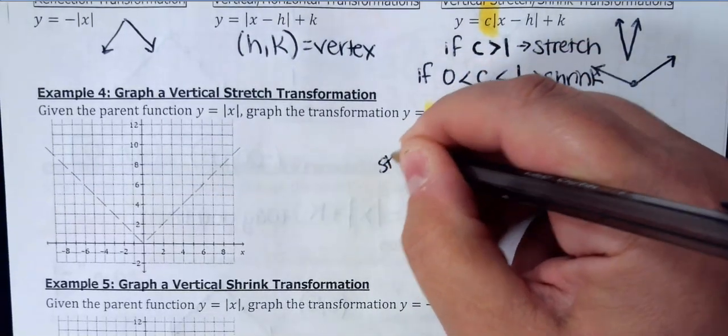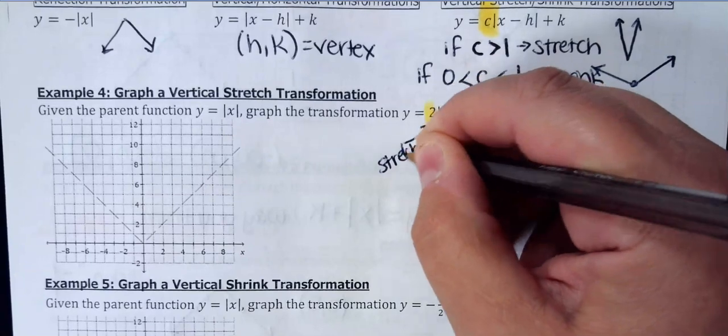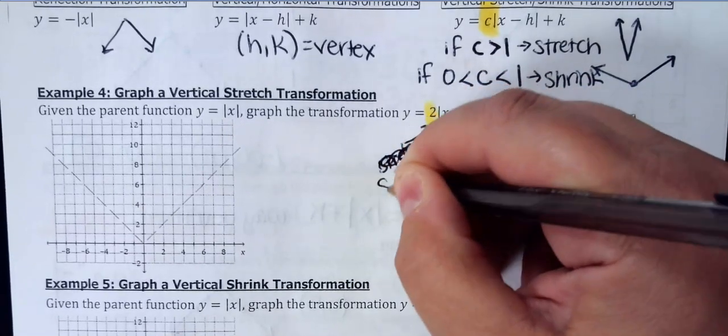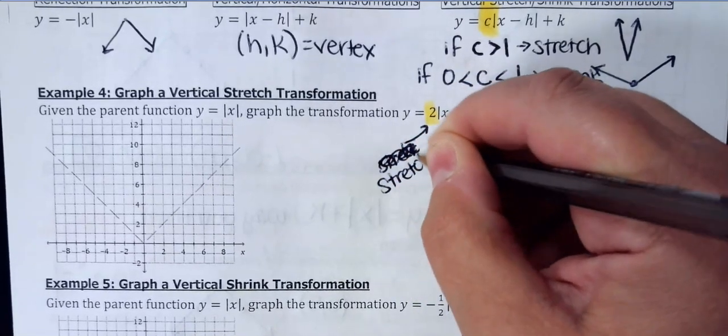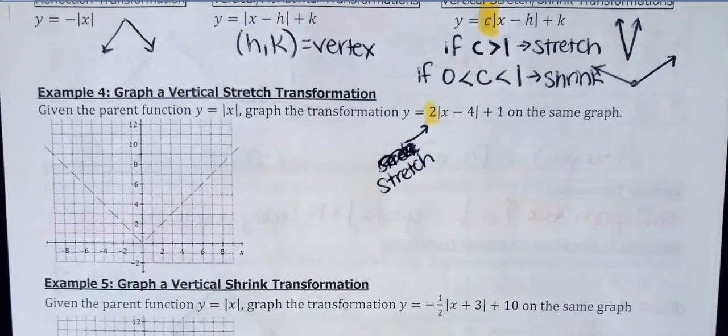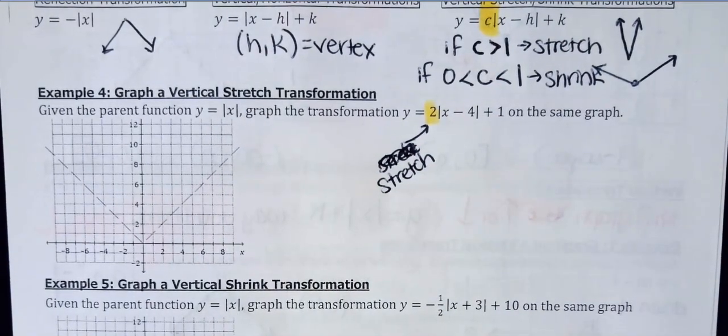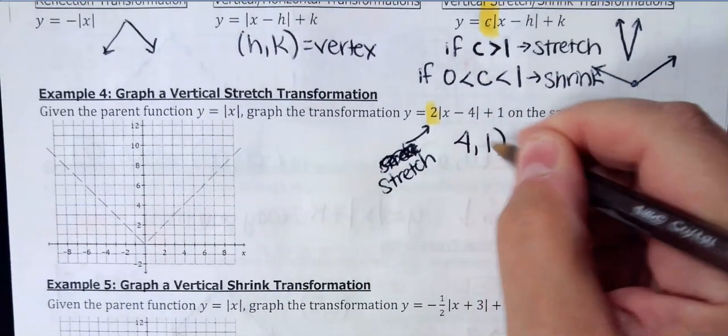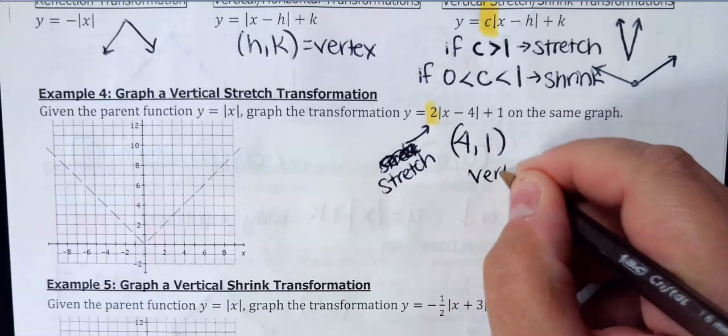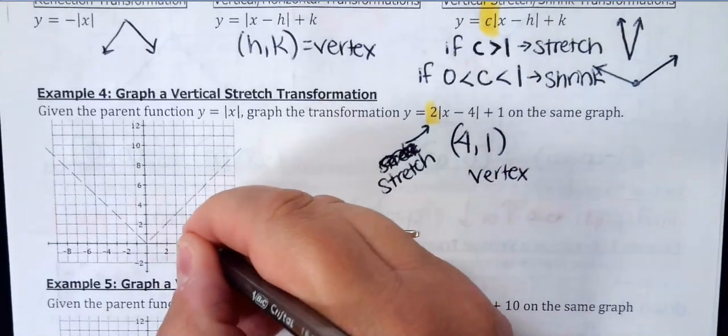This number is bigger than 1. There's a 2 in front of that, and that's going to be a vertical stretch. So this is going to be more narrow. What would you tell me the vertex would be for the equation I've got in example 4? That doesn't affect how you would find the vertex. What would the middle of the V be? 4, 1. Okay, so opposite copy, 4, 1. I'm going to plot that real quick, 4, 1 right here.